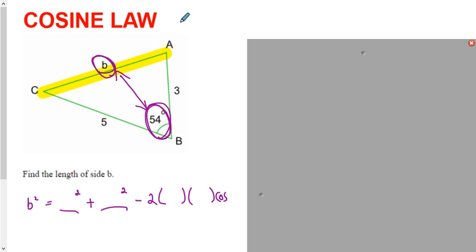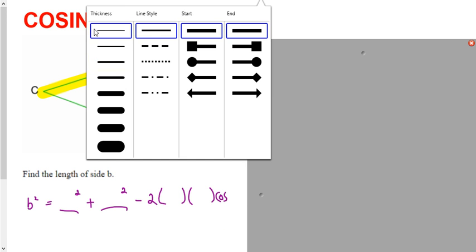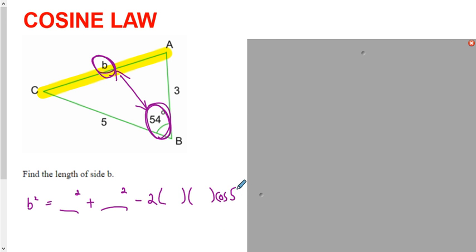Okay, so let's actually put that in. We're going to put in 54 degrees. Now I've got to put in those two other sides that I know. They could go in any order. I could go 3 first and then 5, or 5 and then 3. Doesn't matter. I'm going to go 5 and then 3, and then 5 and then 3. Okay, and now I'm going to get rid of this underline here just to make it nice and clear.